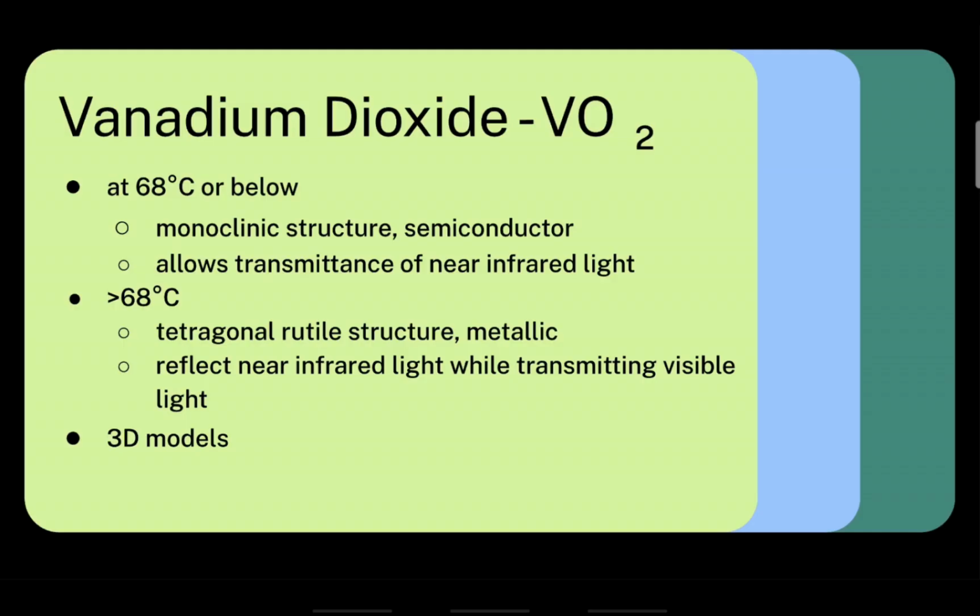So moving on to vanadium dioxide, at or below 68 degrees Celsius, which I will refer to as the transition temperature, vanadium dioxide has a monoclinic structure. In this phase, the vanadium-vanadium bonds alternate between short and long. Above the transition temperature, the structure is tetragonal rutile, and the vanadium-vanadium bonds are all the same length.